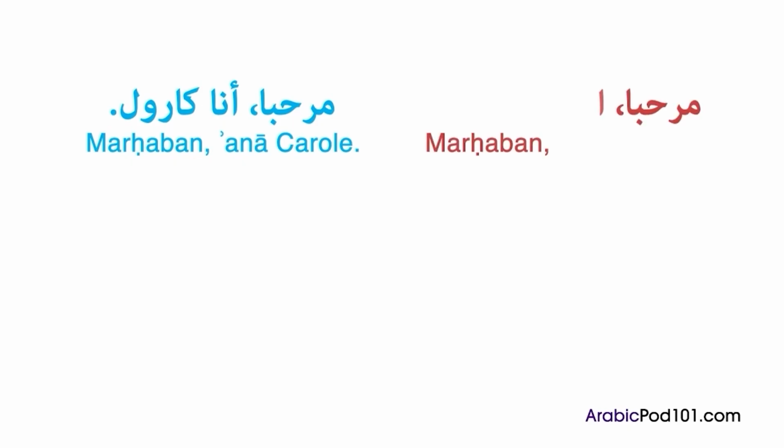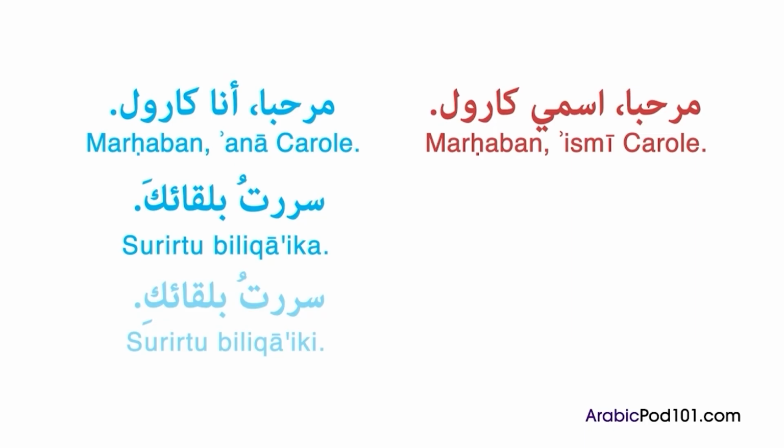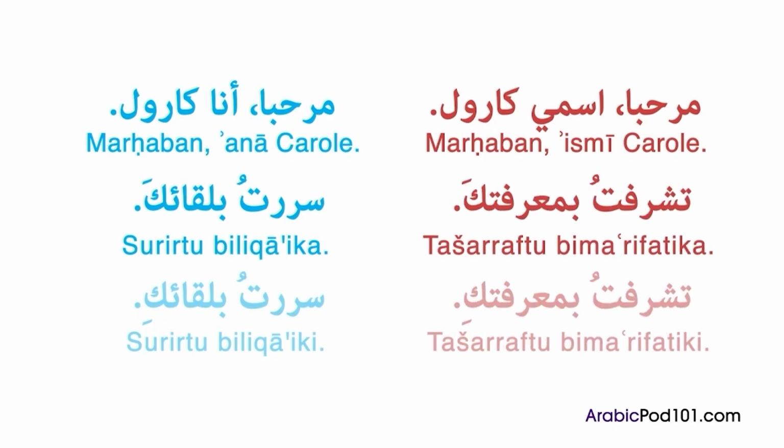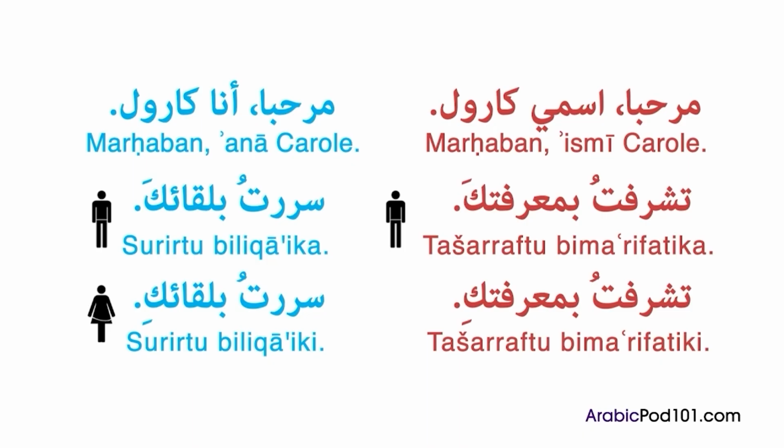Let's take a close look at these together. First, مرحباً أنا كارول has changed to مرحباً اسمي كارول. So instead of saying hi, I am Carol, we are speaking in a more formal way by saying hi, my name is Carol. Next, after giving your name, instead of saying سررت بلقائك, you say تشرفت بمعرفتك, or I am honored to meet you, which is a bit more formal. Again, we should not forget to change the ending of the word depending on the gender of the person you're speaking to. It would be تشرفت بمعرفتك for a man and تشرفت بمعرفتك in case of a woman.